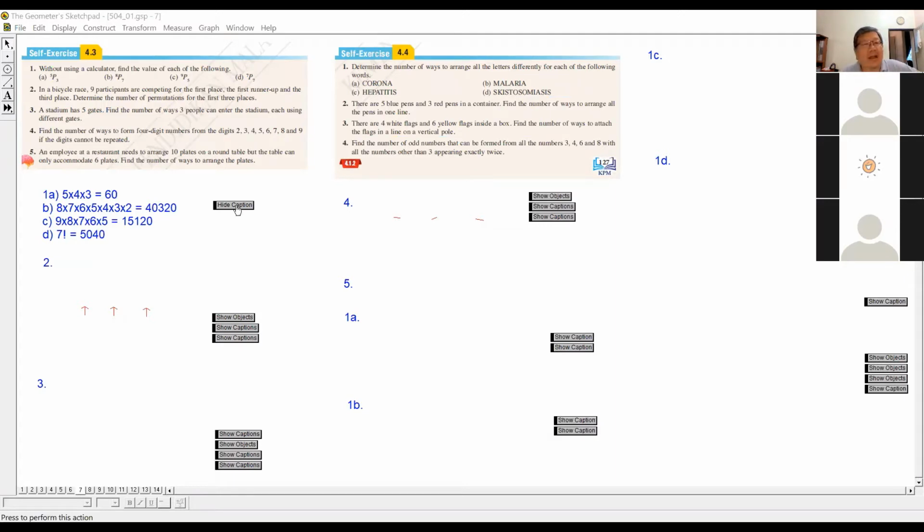40320. Correct. Then if I want to find 9P5, so I start from 9, then I go down. How many? I go down 5 numbers. So 9, 8, 7, 6, 5. So I go down 5 numbers. So multiply them together, you will get the answer.